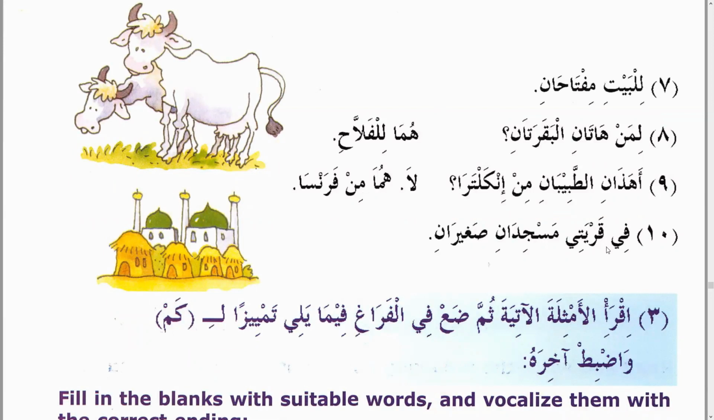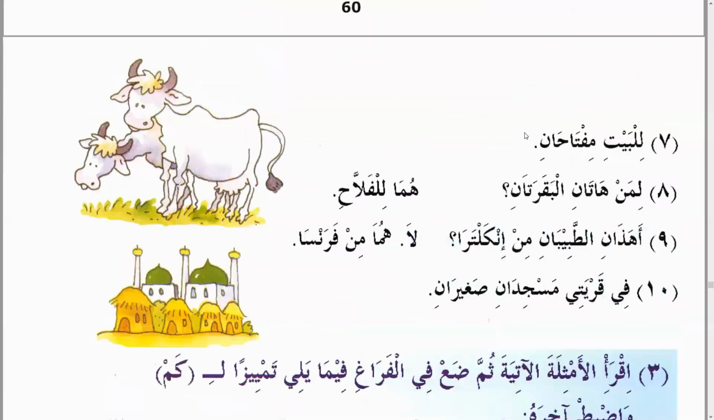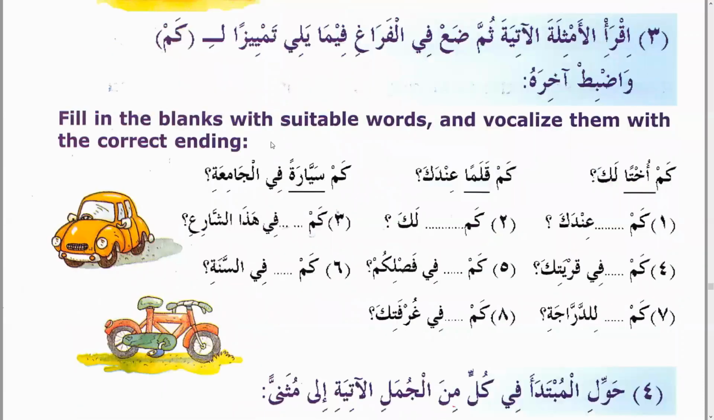Next one. في قريتي مسجدان صغيران. In our village, there are two small masjids. Then we have some exercises. So this was some reading exercise. Fill in the blanks with suitable words and vocalize them with the correct ending.